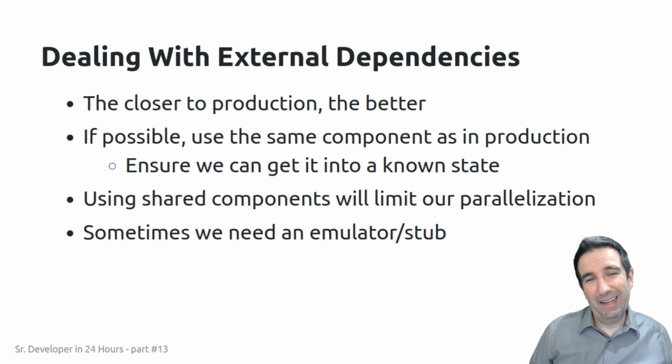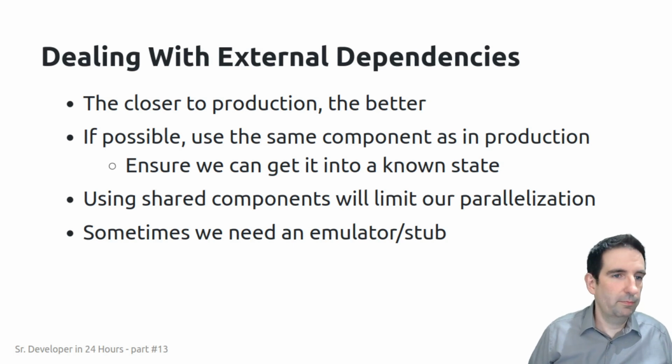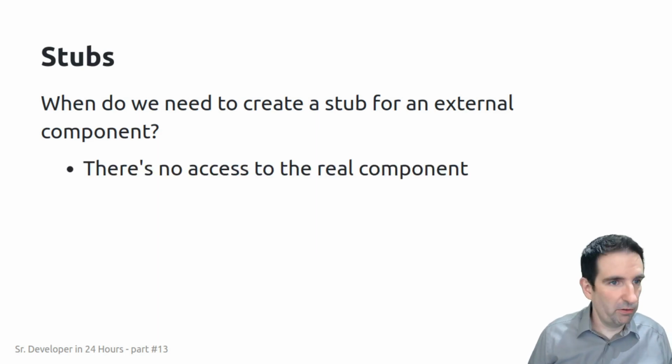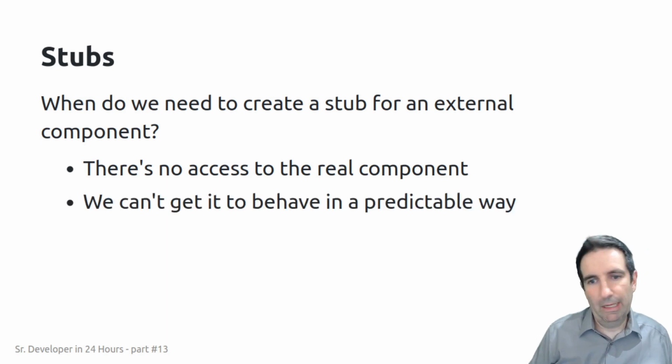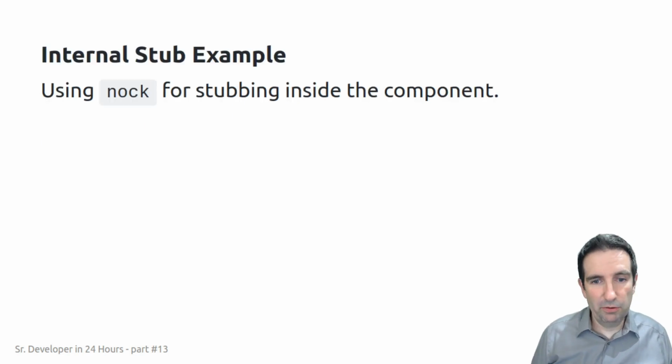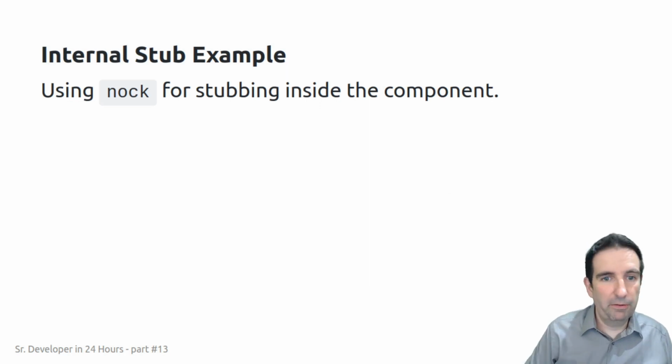However, sometimes it is not really feasible to use the actual external dependency, so we'll have to use an emulator or a stub. And the techniques that we're going to talk about now are going to help you get there. All right, when do we need to create a stub for an external component? When we don't have access to a real component. Sometimes it happens. Sometimes we cannot get it to behave in a predictable way. Sometimes it is too expensive for us to use. So, in those cases, we can create a stub. And for the first example, we're going to be using Nock to create a stub inside our custom component.